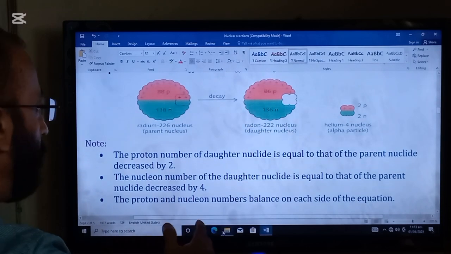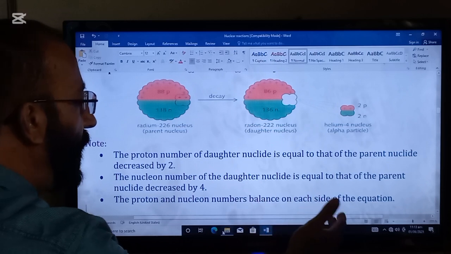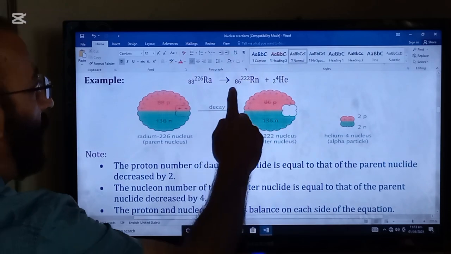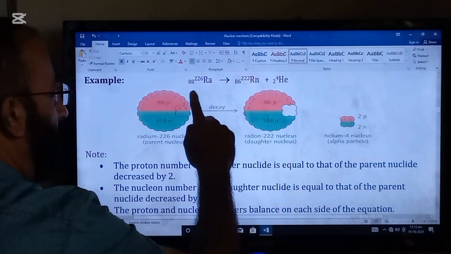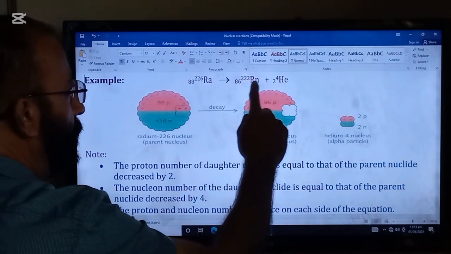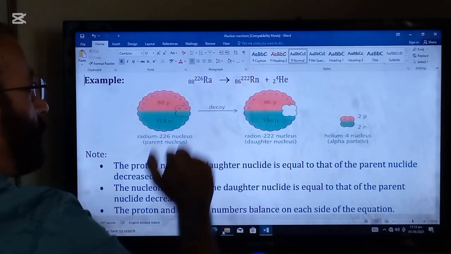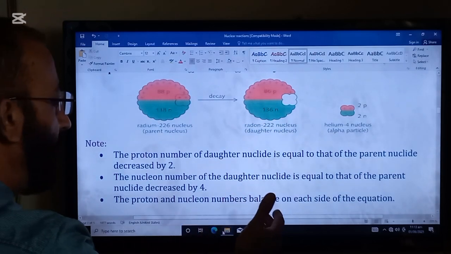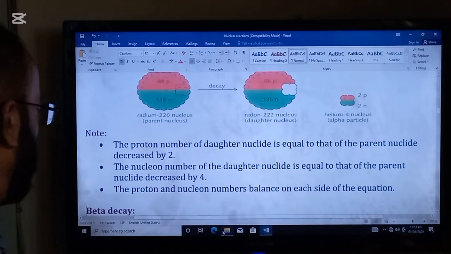The proton and nucleon numbers balance on each side of the equation. Like 86 plus 2 will make 88. 222 plus 4 will make 226. So the proton and nucleon numbers balance on each side of the equation.